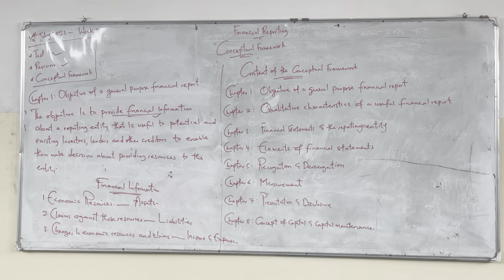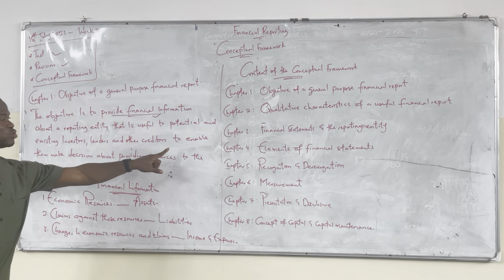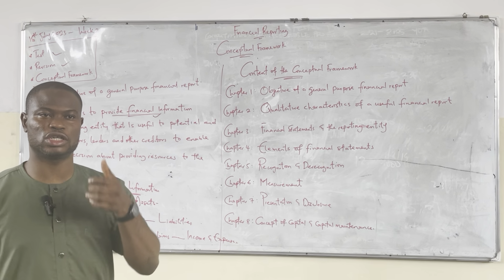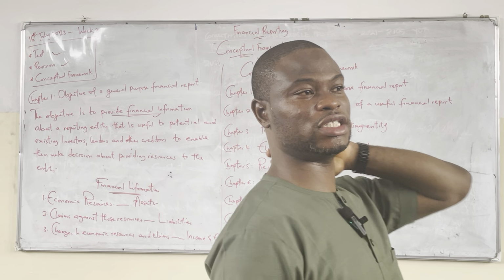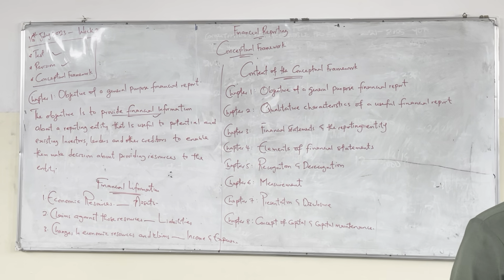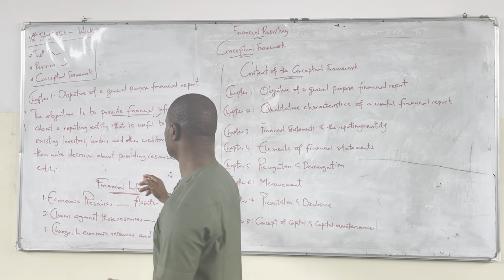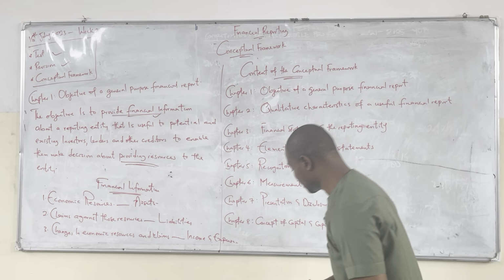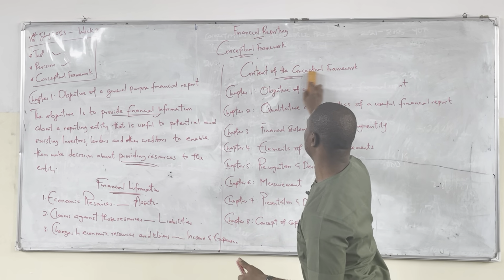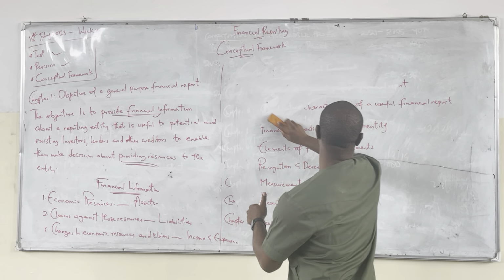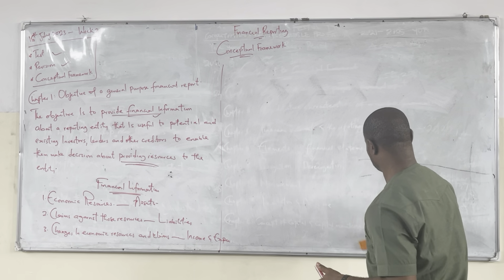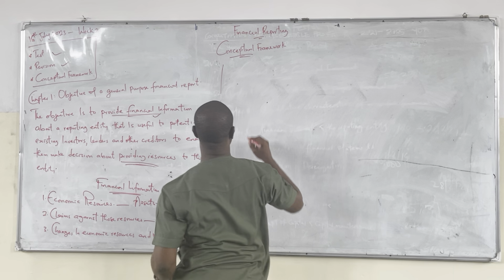Nice one. And the final one is to do what? To enable them make decision about providing resources to the company. So if they ask us what are the decisions that the primary users make with the financial information? It's already here. They want to make decision about what? Providing resources. But in the exam, you might be required to raise like 4 points or thereabout. So how do we raise the 4 points in the exam?